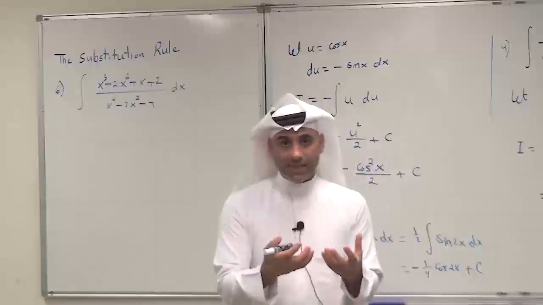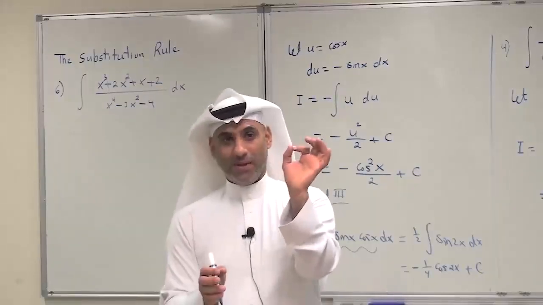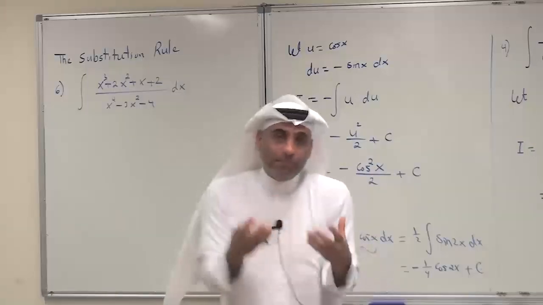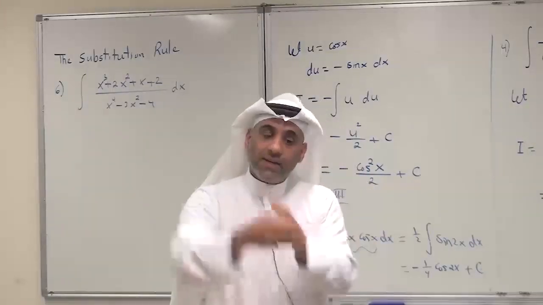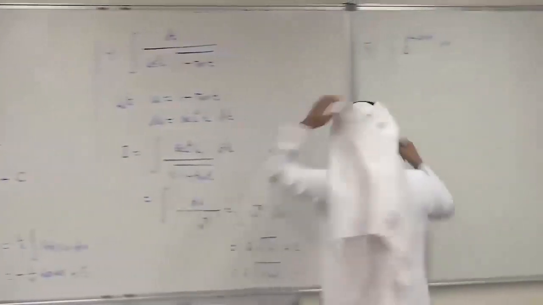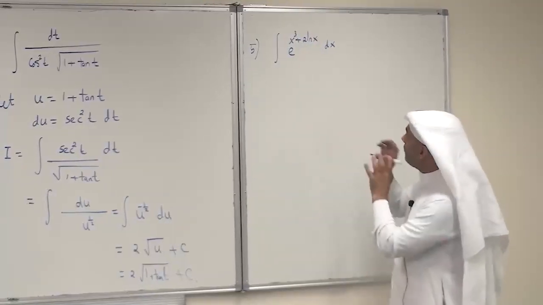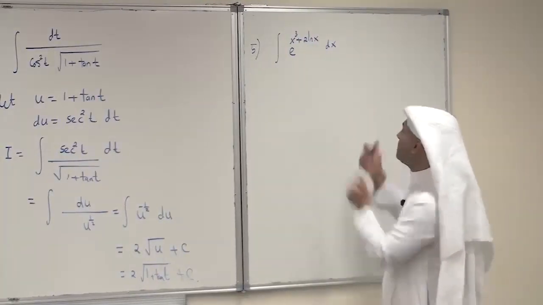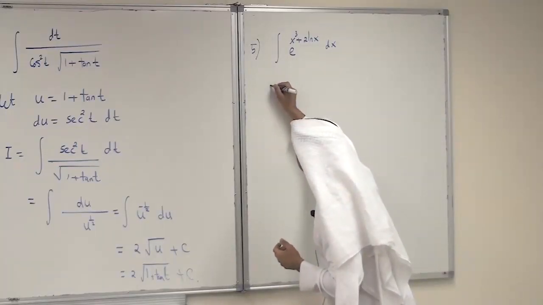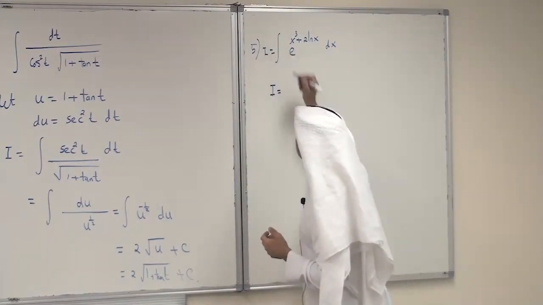Now the next 2 exercises will illustrate for us that sometimes before we make a substitution, we need to do some simplification. It is always recommended that if we can simplify the integrand, we simplify it before we make a substitution. Let us see this. Look here, we have e to the power x cubed plus 2 ln x, dx. At first glance, there is no clear substitution. Let us call this integral I.